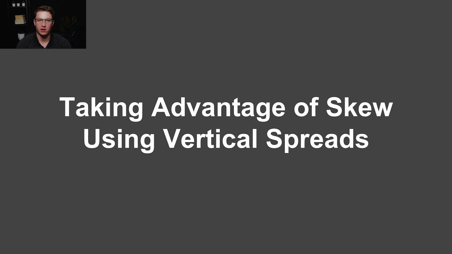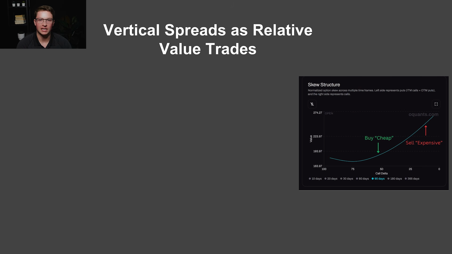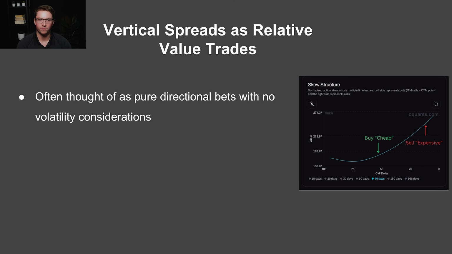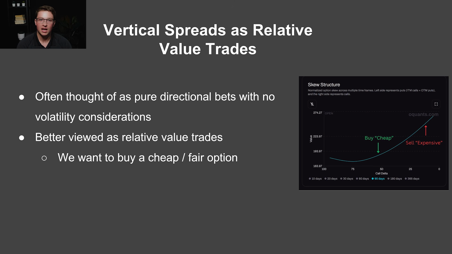Vertical spreads, buying one option and simultaneously selling another at a different strike but same expiry, are often thought of as purely directional bets. But when viewed through the lens of volatility skew, they become something deeper, a relative value trade. The core idea is to buy an option that's fairly priced or underpriced, typically at the money, and sell an option that's overpriced due to elevated skew.